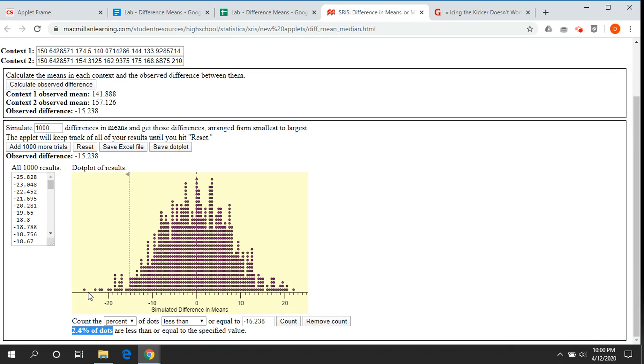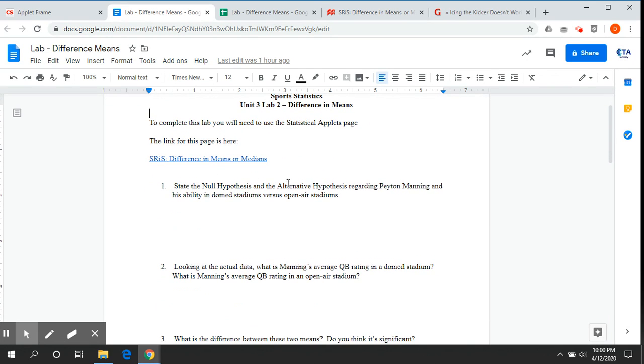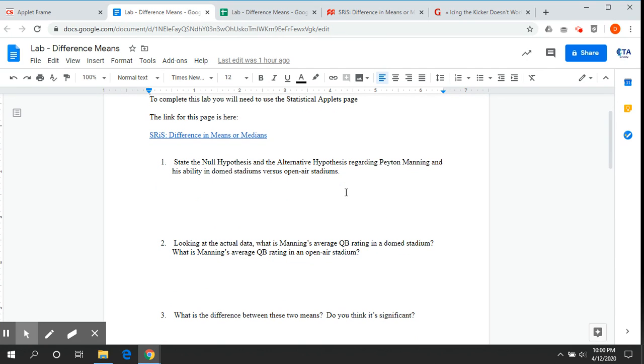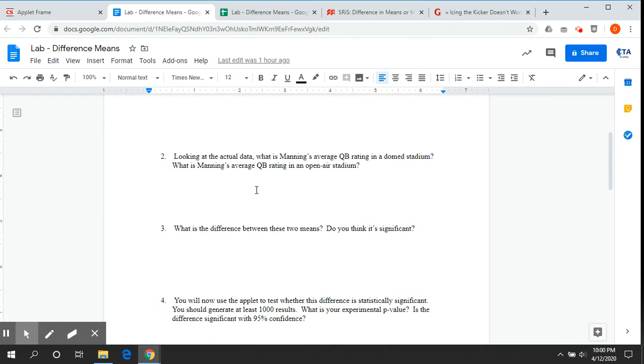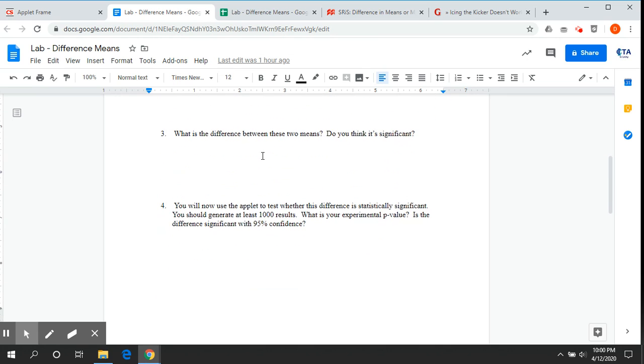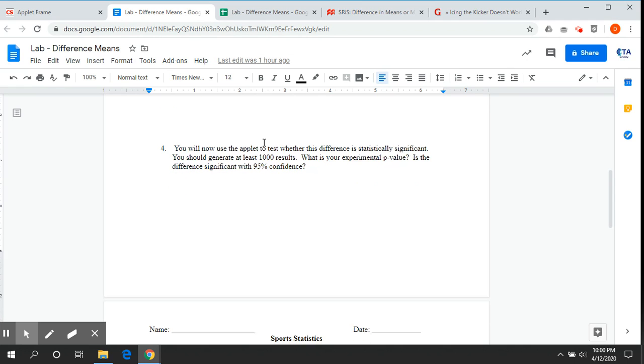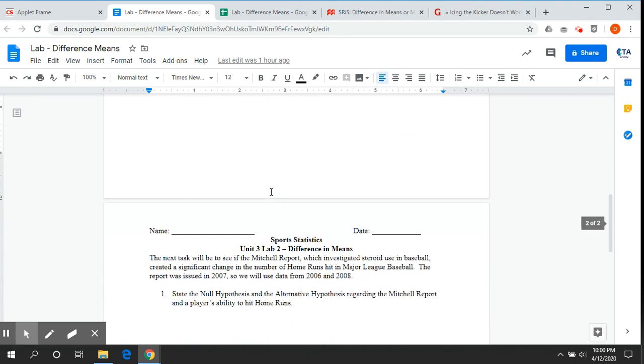All right. So anyways, this is the sort of thing you're going to be doing in your lab. You'll see that the questions are, state the null and alternative hypothesis. So again, null is that there's no difference. Alternative is that there is a difference. And then which direction you think that difference is in. It's going to ask you to calculate some averages. It's going to ask you to speculate on whether you think that difference is significant. And then you're actually going to run the p-value tests.